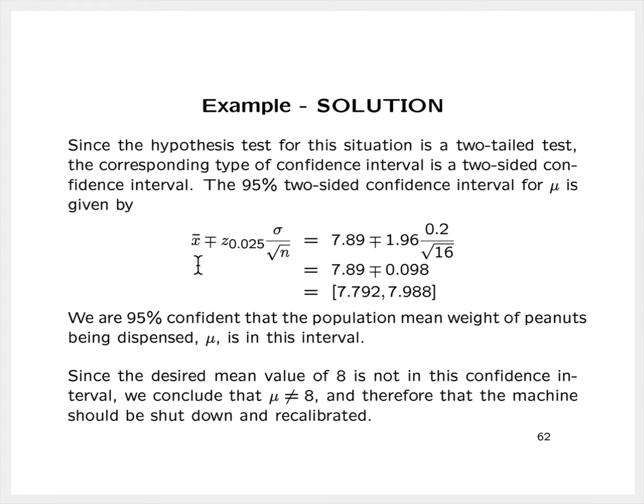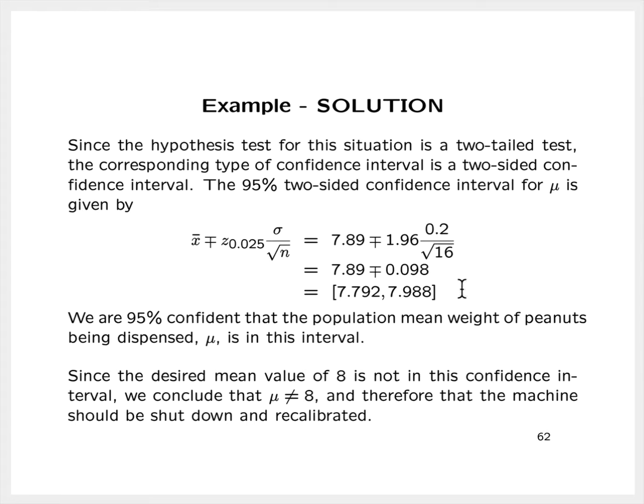And so we just apply the formula that we just constructed: x bar plus or minus z sub 0.025. This is alpha over 2, isn't it? If alpha is 0.05, alpha over 2 is 0.025. And then times the standard error of x bar. And so we get a 95% confidence interval that ranges from 7.792 ounces up to 7.988 ounces.